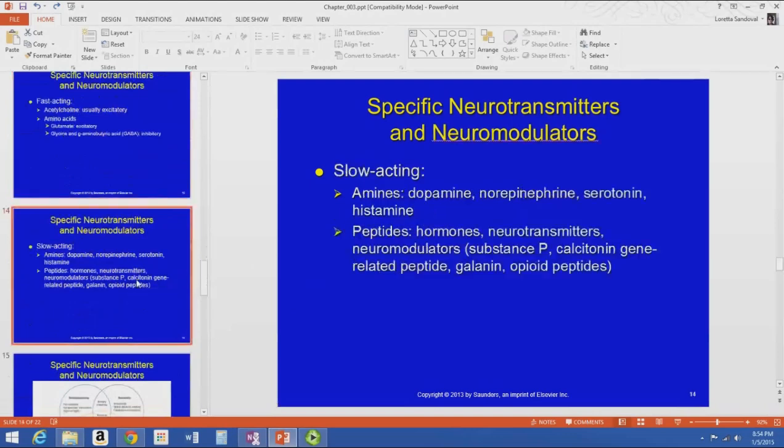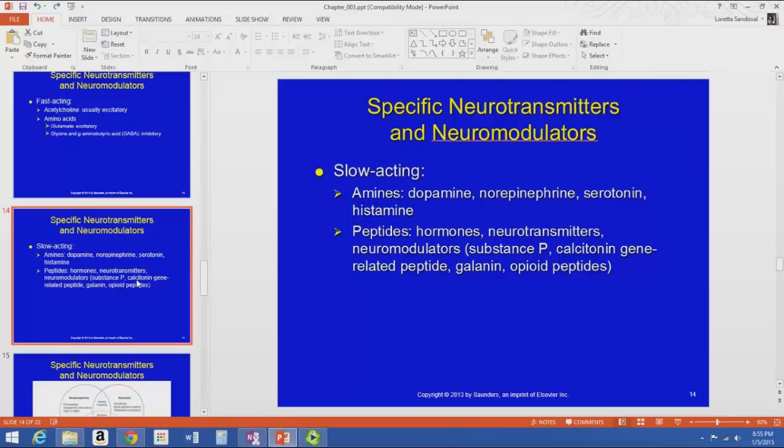So of the slow-acting neurotransmitters, there are the amines, and a lot of these we've heard of: dopamine, serotonin, norepinephrine, histamine. So when we say slow-acting, that's just in relationship to the acetylcholine, and they're the ones that act indirectly by activating the release of proteins inside the cell rather than activating the opening of ion channels.